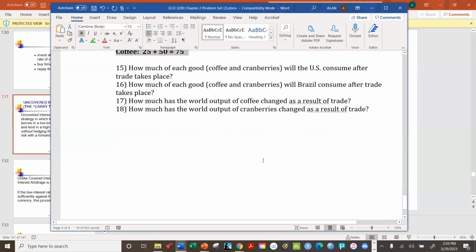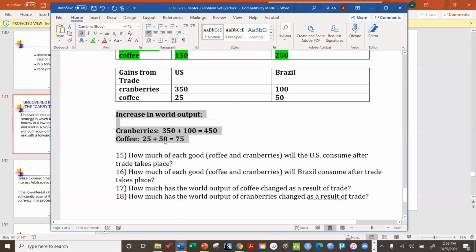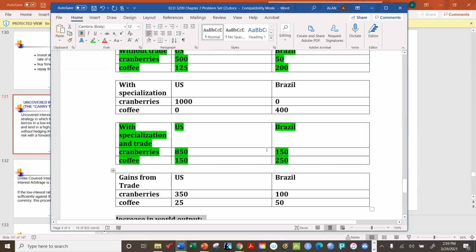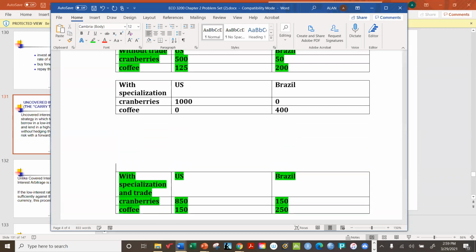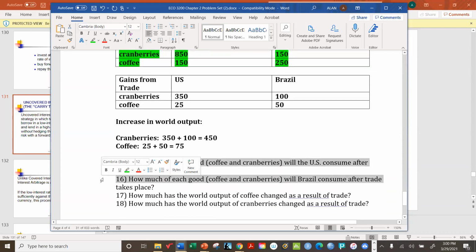So I've actually already answered all these questions down here with these charts. How much of each good will the US consume after trade takes place? How much will Brazil consume? That actually would be this part right here. In fact, why don't I sneak those questions up here so you can see that they specifically refer to that chart.